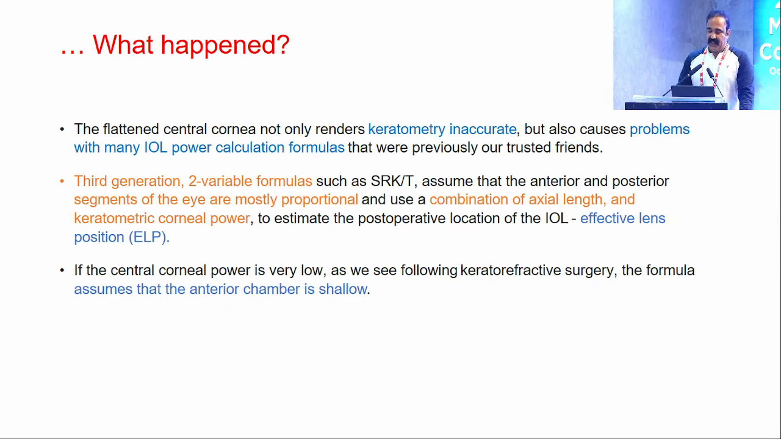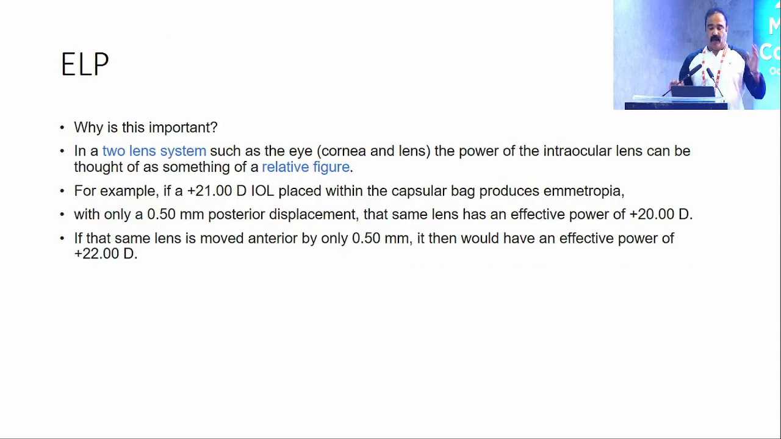The third generation two-variable formulas, such as SRK/T, assume that the anterior and posterior segments of the eye are mostly proportional and use a combination of axial length and keratometric corneal power to estimate the postoperative location of the intraocular lens, or the effective lens position. If the central corneal power is low, as we see following refractive surgery, the formula assumes that the anterior chamber is shallow. So why is ELP important?